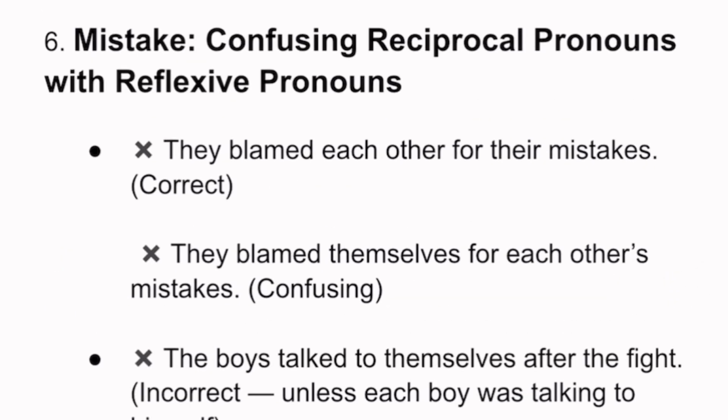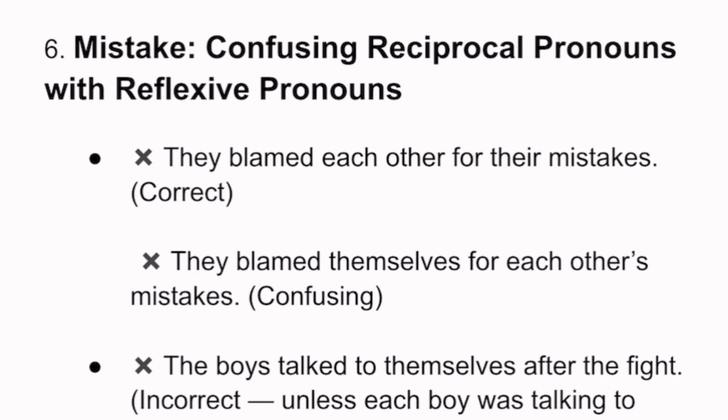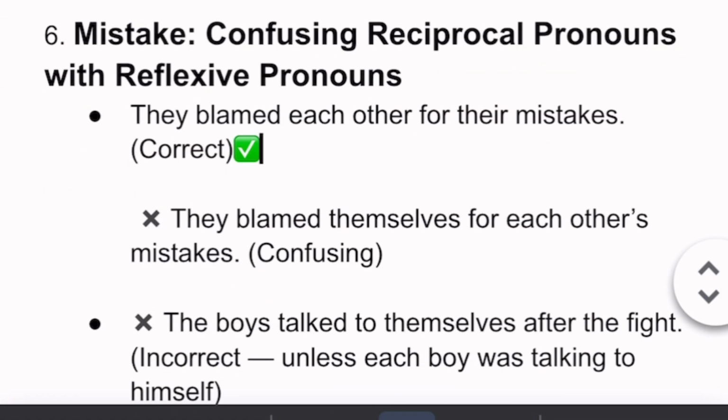Another mistake that people make with the use of reciprocal pronouns is confusing them with reflexive pronouns. Remember in our previous explanation, with reflexive pronouns there is no exchange of action. The subject, the doer of the action, is still the same as the receiver of the action. While in reciprocal pronouns, there is an exchange of action between the individuals involved. So for their mistakes, you do not say they blame themselves for each other's mistakes. That's even confusing.